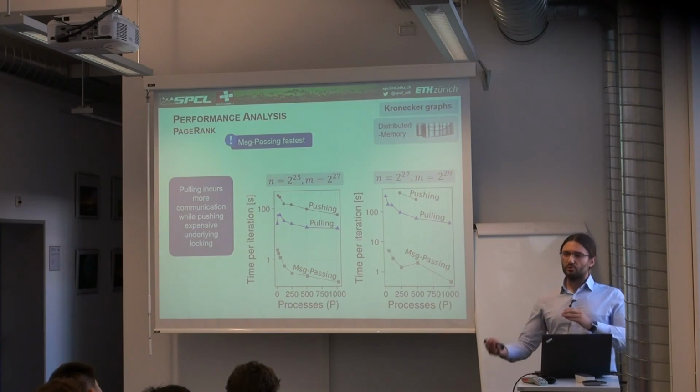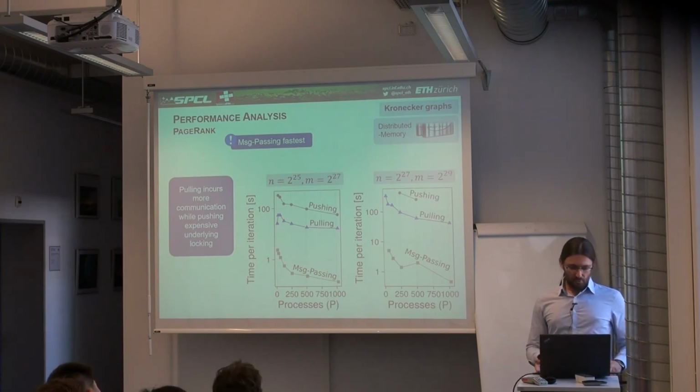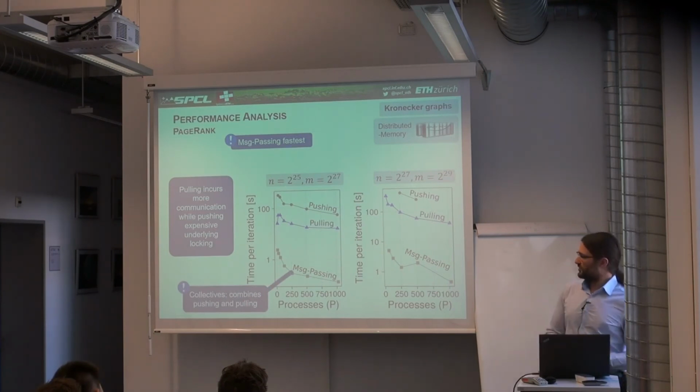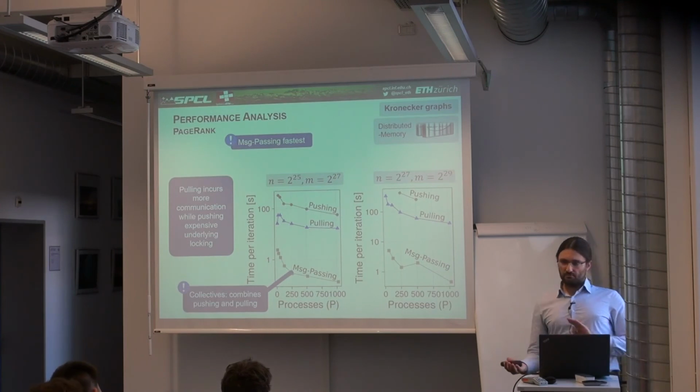And pushing is especially slow because we need to use expensive remote locking protocols. To update all these ranks, which are floating points, we need to provide some underlying locking to do these remote updates, which turns out to be very expensive. And the collectives are somewhat combining pushing and pulling. We have these two things happening at the same time, because all of the processes are receiving and sending something at the same time.